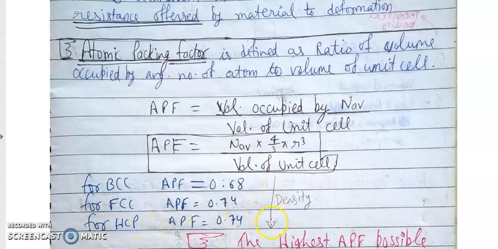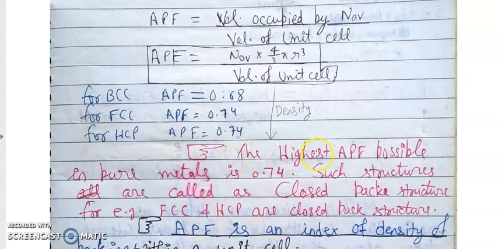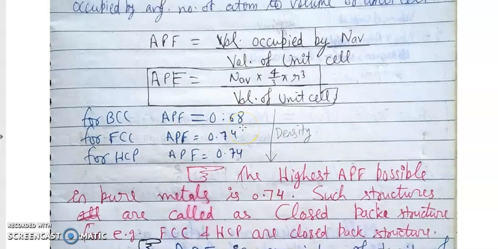Means density is going to increase. The highest APF possible for a pure metal is 0.74. Such structures are called close pack structures. For example, FCC and HCP are called close pack structures, meaning the density will be high. Packing factor means, for the sake of convenience, out of 1, 74% of this particular cell will be filled, while in BCC only 68% of the unit cell will be filled with atoms.